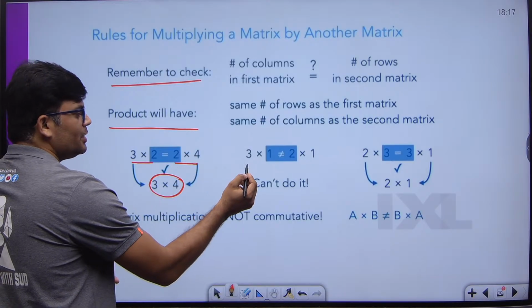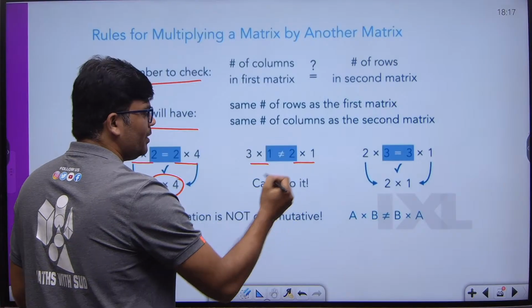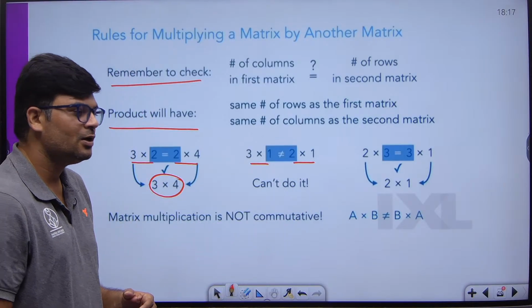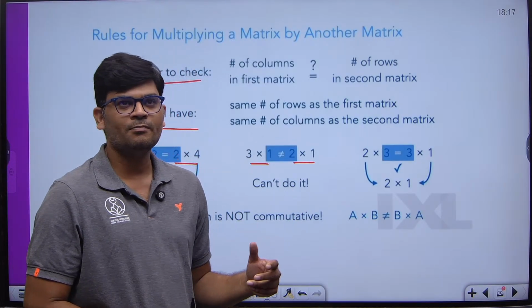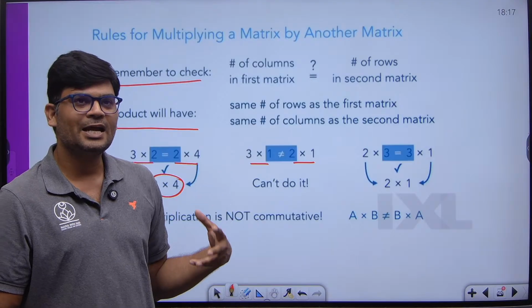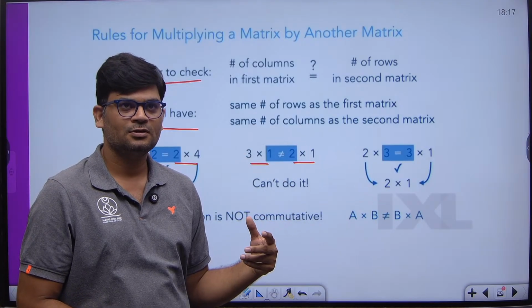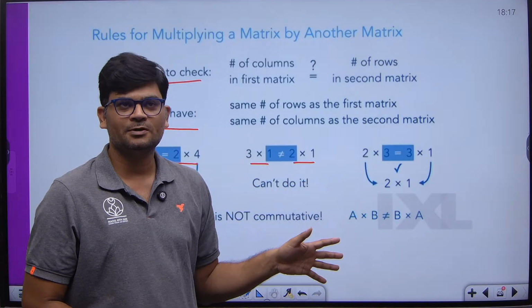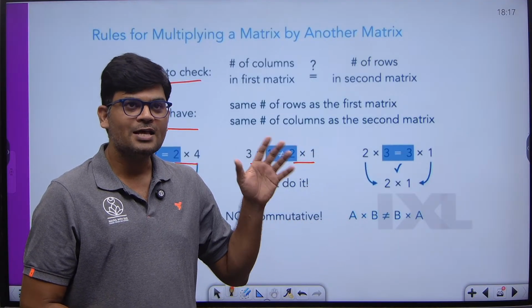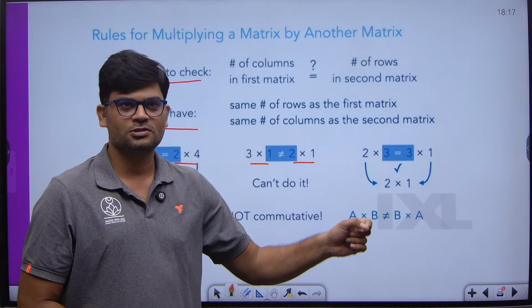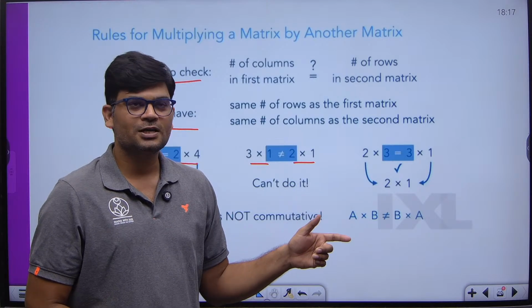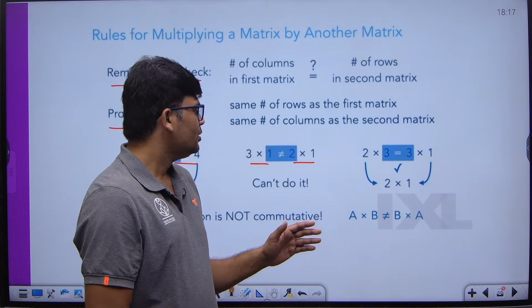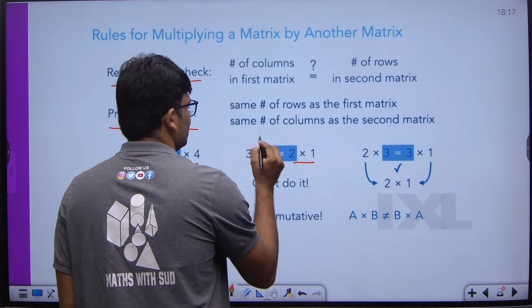If the question says 3 by 1 and 2 by 1, there may be a question in assertion and reasoning that may come. This matrix can be multiplied by this matrix. A 3 by 1 matrix can be multiplied by a 2 by 1 matrix, the first statement. So the answer will be assertion is false. And the reason they may give, they may trick you.